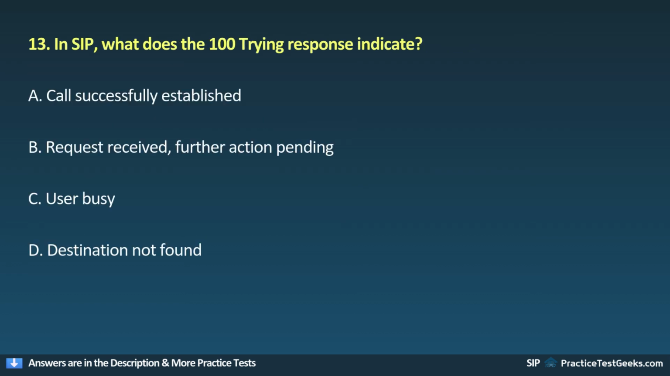13. In SIP, what does the 100 Trying response indicate? A. Call successfully established. B. Request received, further action pending. C. User busy. D. Destination not found.